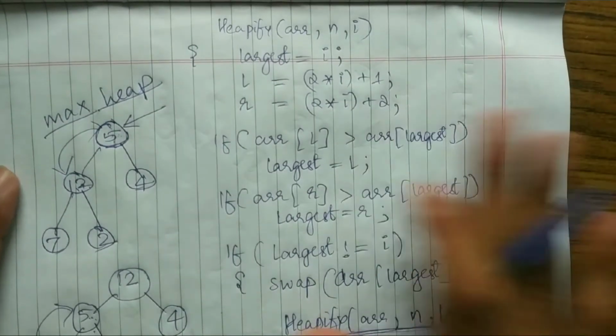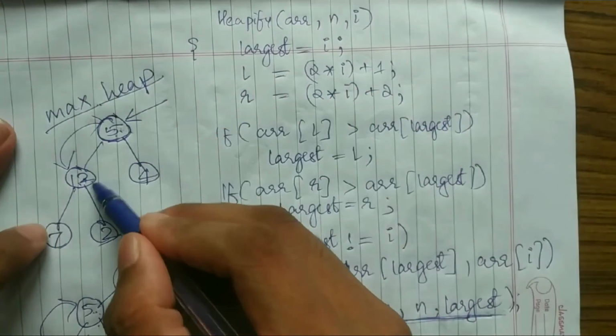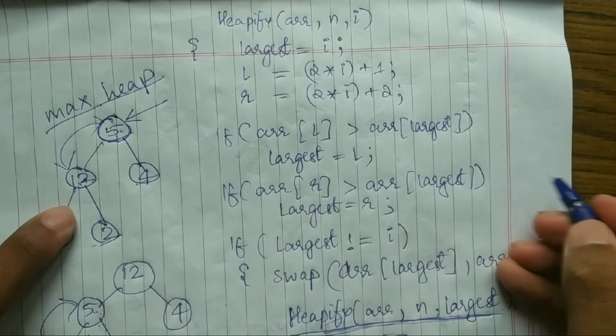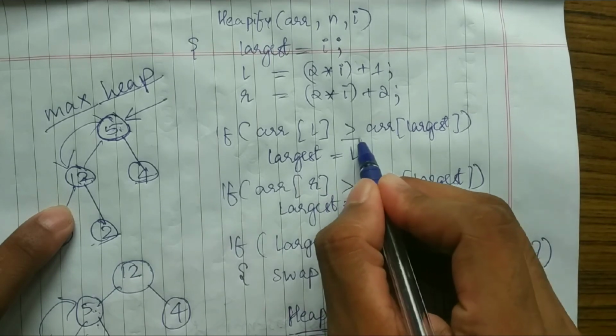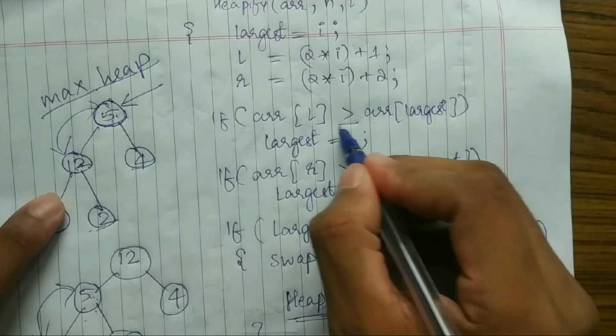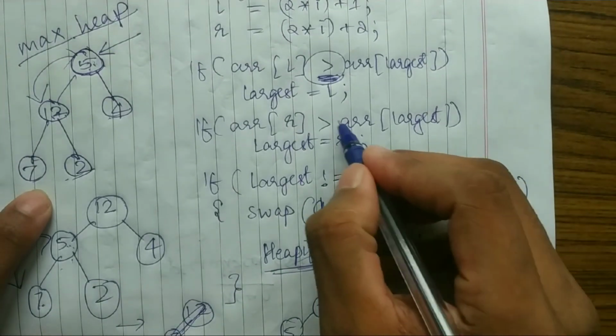The procedure for the min heap is similar to this. The only difference is in min heap, the root should be smaller than its child nodes. So the only difference we should make in this algorithm is we should change this greater than sign to the smaller than sign. That's all. This, and even here.